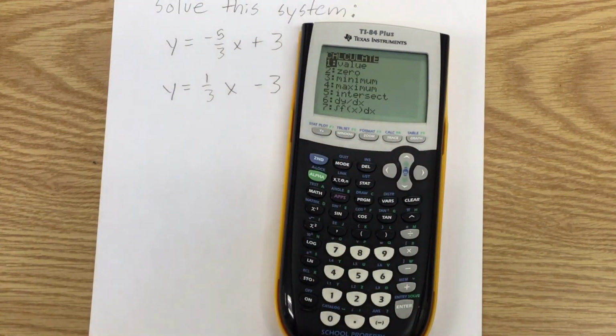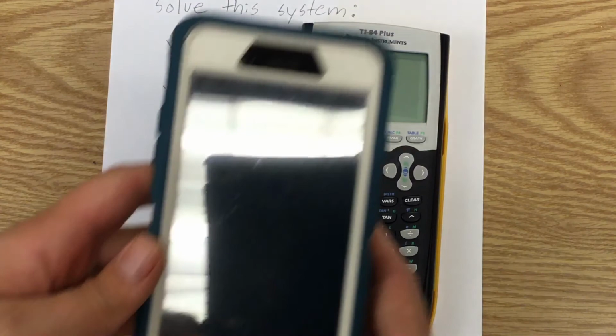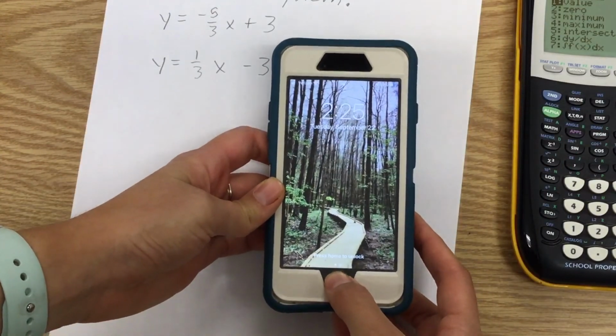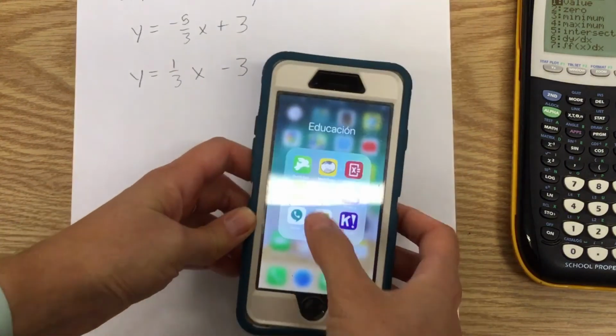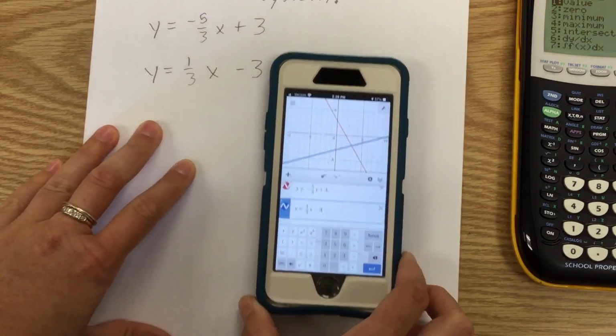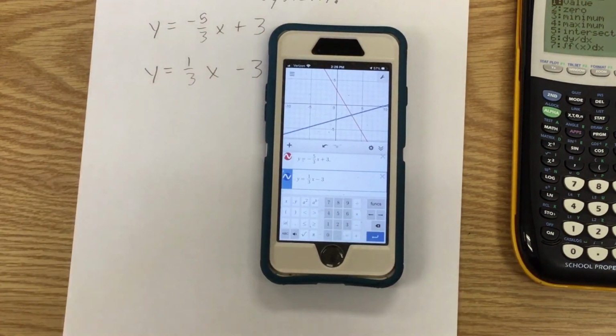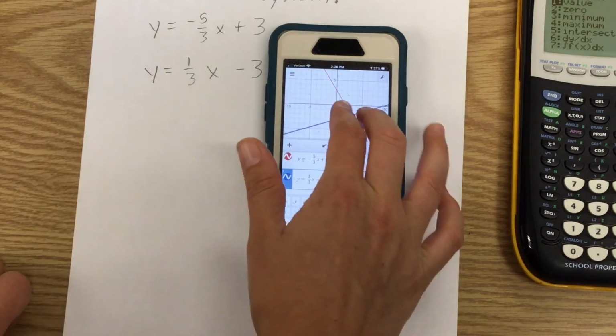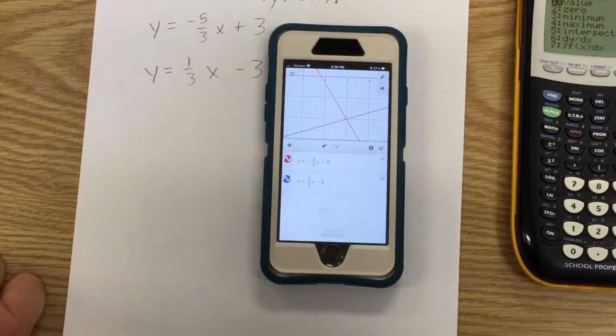I do want to point out you can also do this on Desmos. So let me see if this will work. Okay. So here, oh, where is it? There's Desmos on my phone here. You could also just go to desmos.com. You type in your two equations, there it is, and you can zoom in on the intersection pretty clearly.